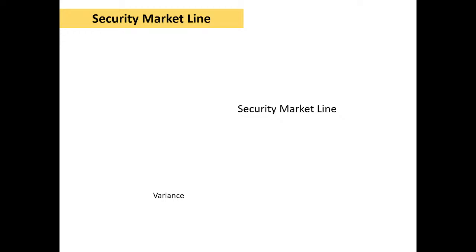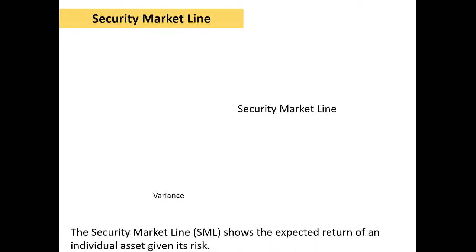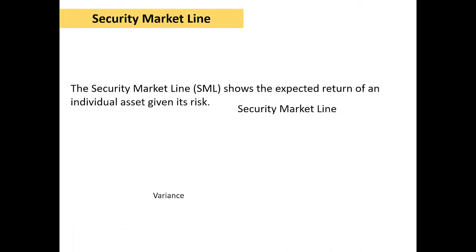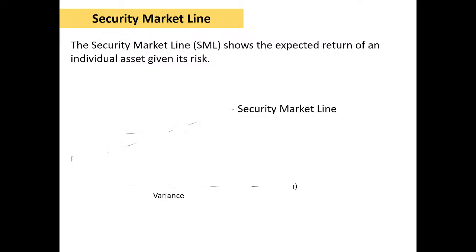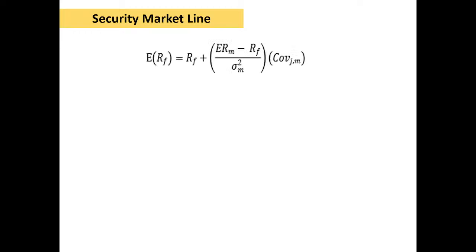इसमें एक अंडरलाइन कॉन्सेप्ट आती है सिक्योरिटी मार्केट लाइन की, जिसे हम SML कहते हैं। ये शो करता है एक्सपेक्टेड रिटर्न ऑफ एन इंडिविजुअल एसेट गिवन इट्स रिस्क। इस फिगर में हम देख सकते हैं द SML x axis represents covariance and y axis represents the expected return. अब यहाँ हम देख सकते हैं फॉर्मूला SML का। एक्सपेक्टेड रिटर्न इज इक्वल्स टू रिस्क फ्री रिटर्न प्लस expected market return minus risk-free return divided by variance multiplied by covariance.